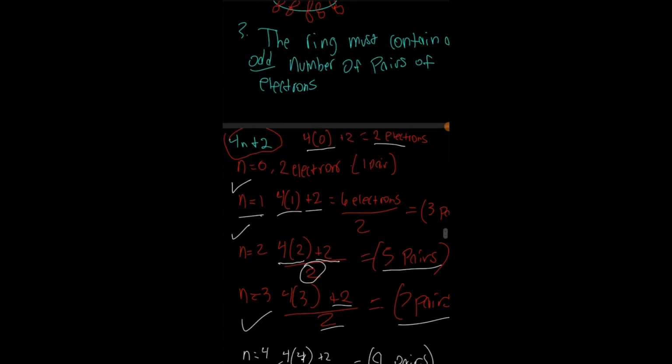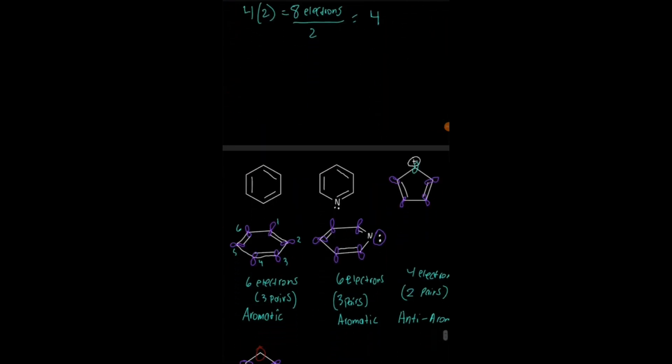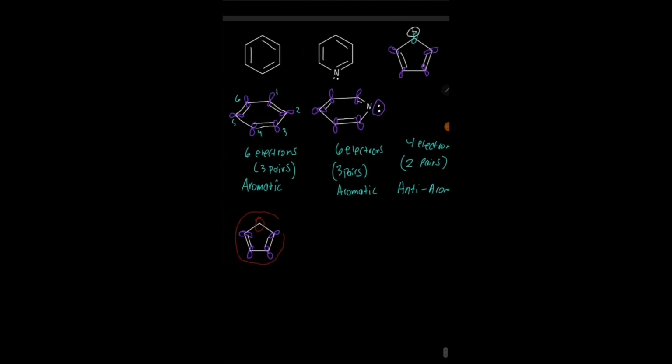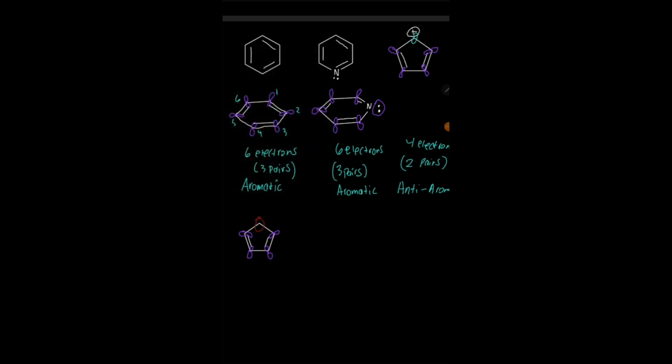Let's go back to our criteria. Do we got a ring? Yes. Do we have continuously overlapping p orbitals? Let's look at this. 1, 2, 3, 4. No, we're broken right here. There is not. What do we call that when there is no aromaticity? Simply non-aromatic. It's neither aromatic or anti-aromatic. Watch out for those structures, they will pop up.